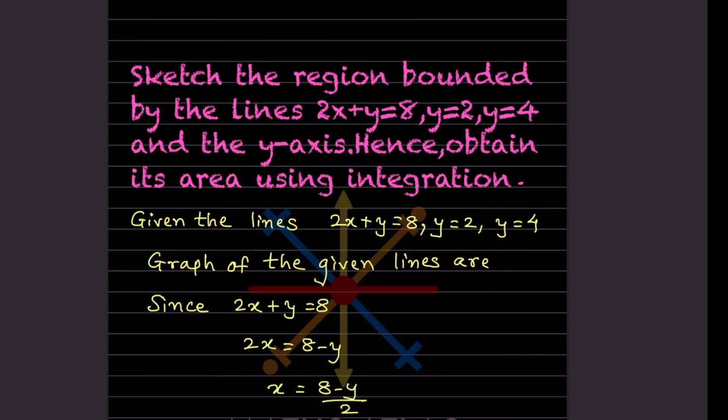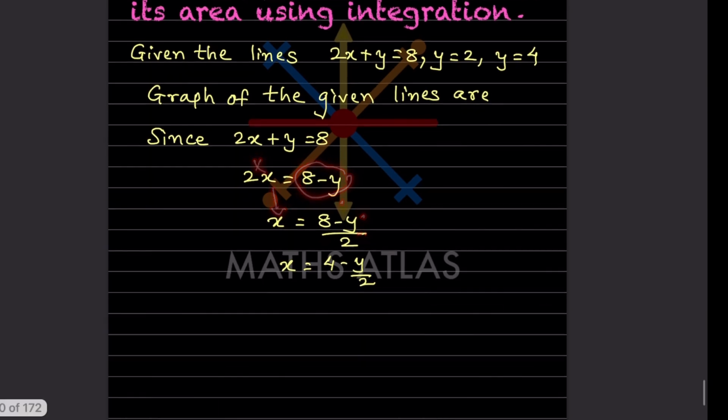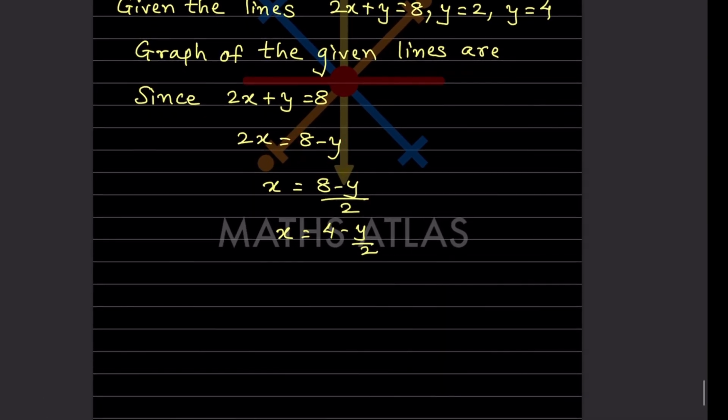So first what we'll do, we'll write here which are the given lines. So we have to graph the given lines. This is the equation given, 2x plus y is equal to 8. So 2x is equal to 8 minus y, and this is multiplication, so it is going to get divided. So x is equal to (8 minus y) divided by 2, which is 4 minus y by 2.